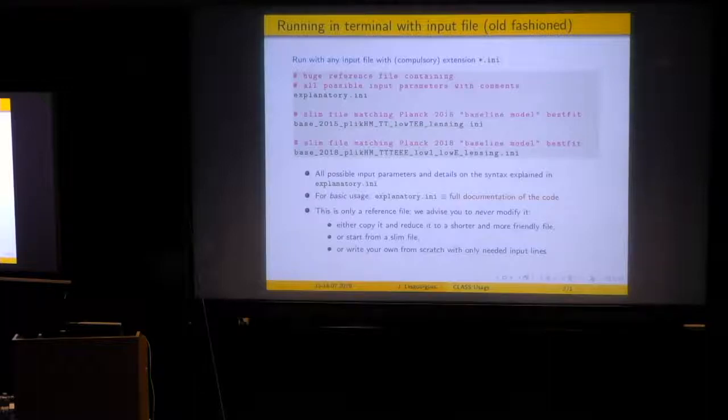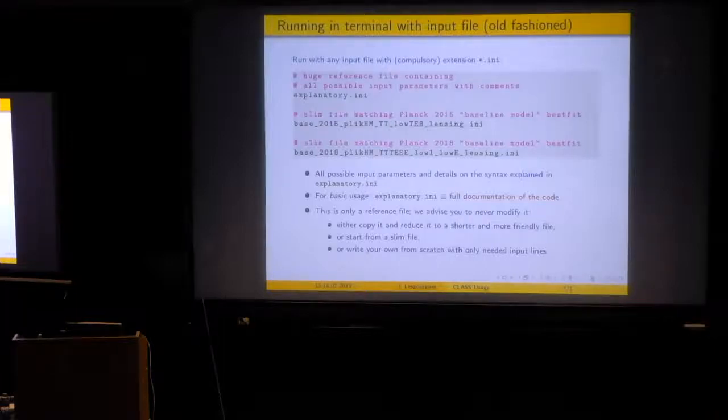So instead of 1,000 lines here, we are probably down to 30 lines or so. It starts to be nicer. So this explanatory.ini, being like a full documentation of the code, should not be modified. You should avoid the temptation of writing your modification in explanatory.ini, because if you do, it's no longer a reference code.